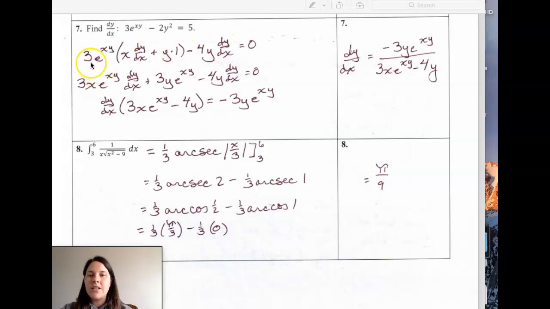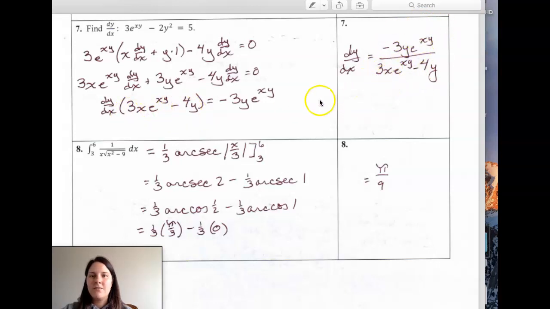So we need to simplify. I distributed my 3e to the xy to both pieces inside the parentheses here. That's what I got here and here. And then leaving that last term, that negative 4y dy dx, alone. And then I did two things at once. So we have two terms with the dy dx, so I factored the dy dx out of those two terms. And then the plus 3y e to the xy I subtracted to the other side. And then the last thing I just divided by the parentheses, what I was multiplying by the dy dx, to get my final answer.